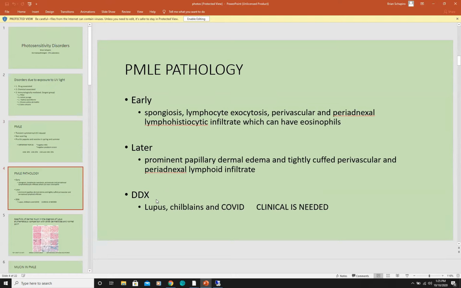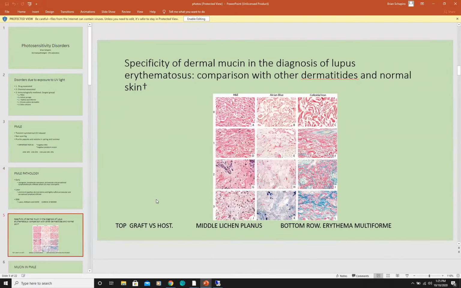The differential diagnosis of the pathology would be lupus, would be chilblains, and in these times, COVID. So we really do need the clinical. And then for the early diagnosis, the early histology, it's really not specific, so it becomes an issue.